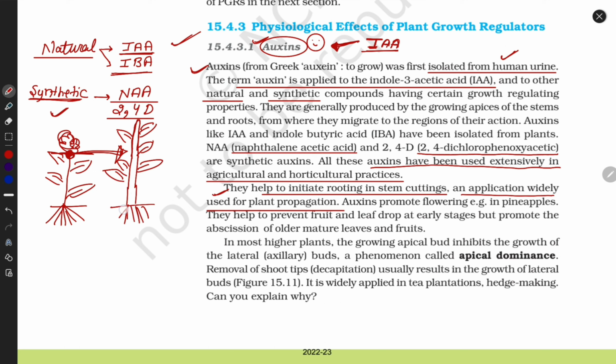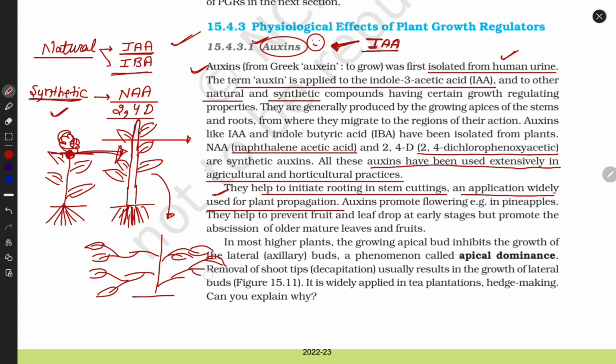Some farmers observed that if we cut the tip part of the plant, the plant never dies, but it puts out more branches and increases in diameter. Look here. So auxin promotes length. If we cut the tip part, then the auxin level is reduced and the plant grows horizontally.